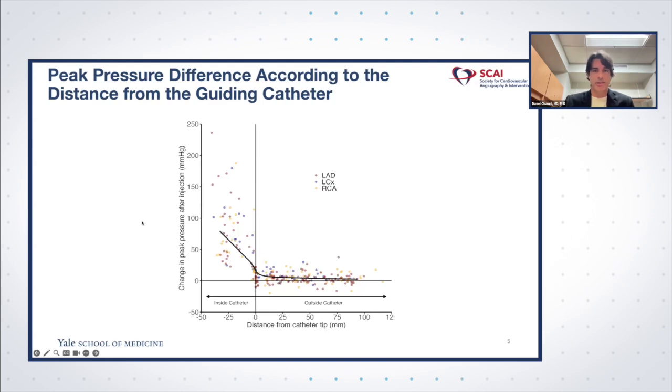In this graph, we plotted the difference in peak pressure as a function of guiding catheter length, distance, and the target vessel analyzed. I think the best way to interpret this is starting from left to right, where we are inside the catheter in the negative position here. You see that we generated a lot of pressure to overcome the resistance caused by the catheter. But by the moment that we exited the catheter tip, there was minimal rise in pressure inside the coronary. So this excessive rise in pressure we created to inject contrast mainly dissipates upon exiting the catheter, with minimal transmission into the coronaries.